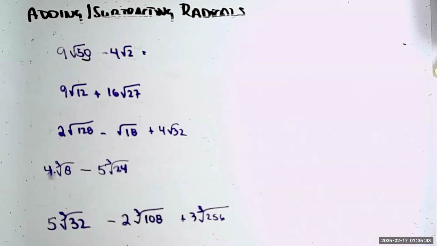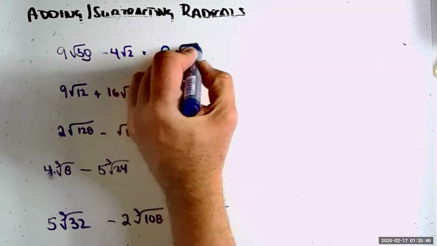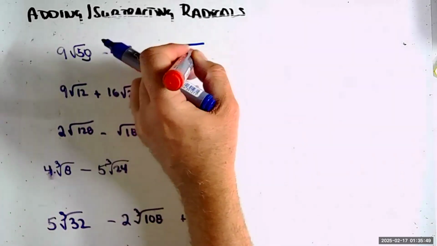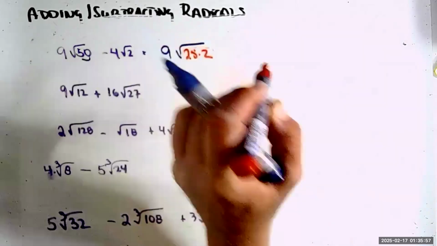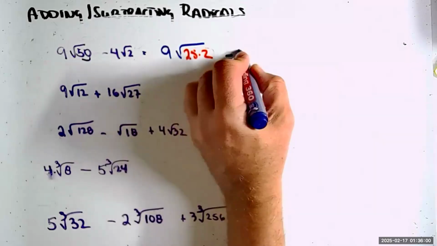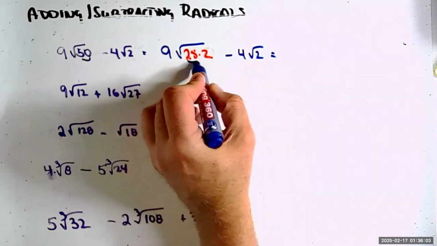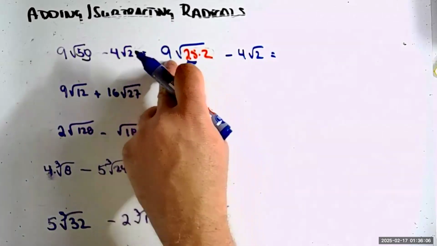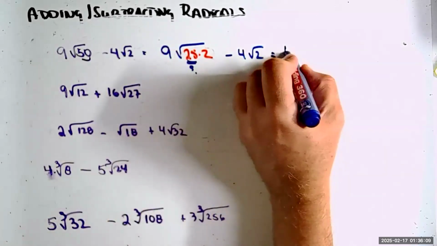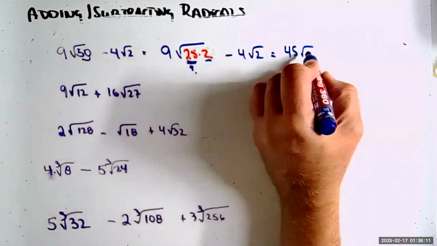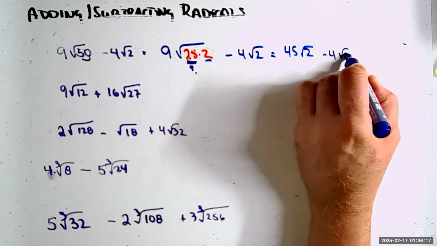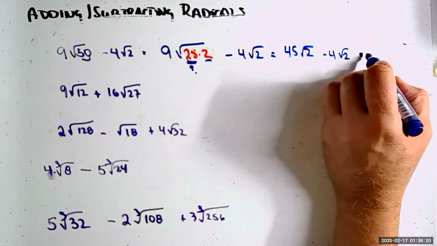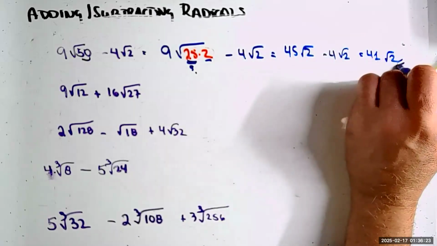So we can do the following. This is going to be 9 times the square root of 25 times 2, minus 4 radical 2. But notice that 25 comes out as 5, and the 5 multiplies the 9. 9 times 5 is 45, and the 2 stays inside. 45 radical 2 minus 4 radical 2. 45 minus 4, we get 41 radical 2, and we're done.